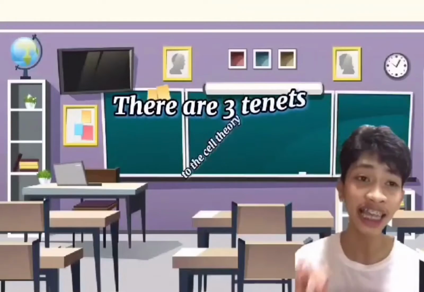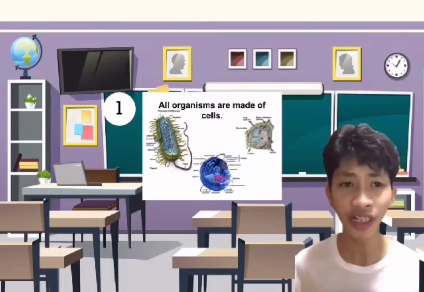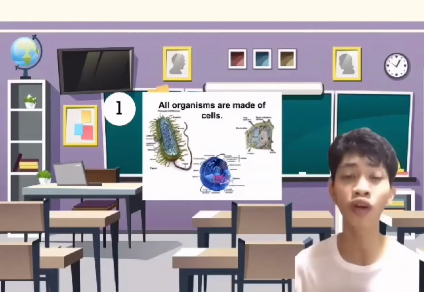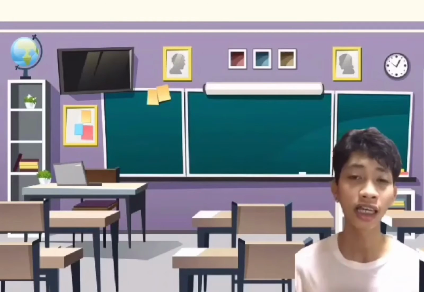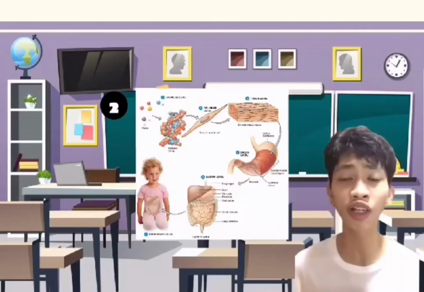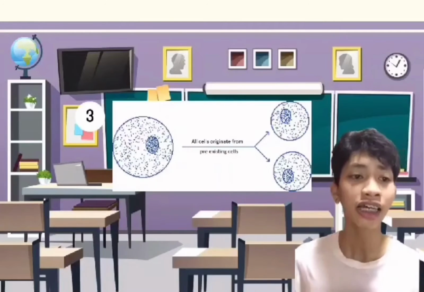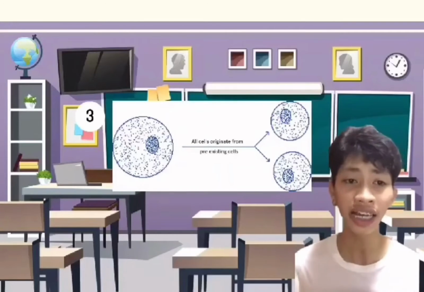There are three tenets to the cell theory. First, living organisms are composed of one or more cells. Second, the cell is the basic unit of structure and organization in organisms. Lastly, third, cells arise from pre-existing cells.